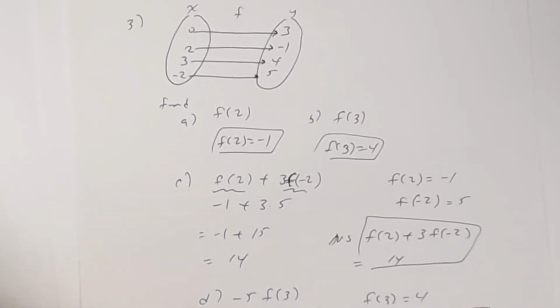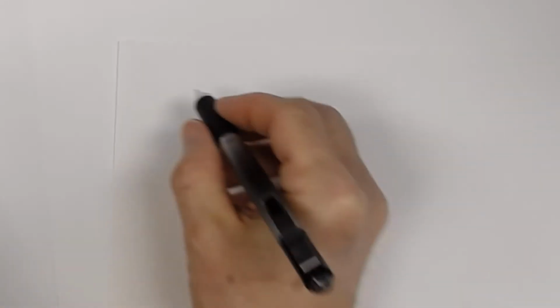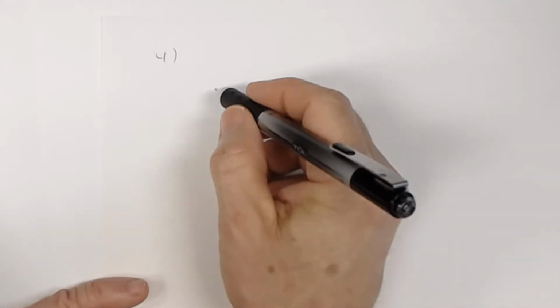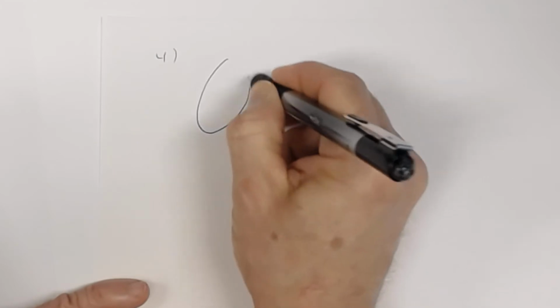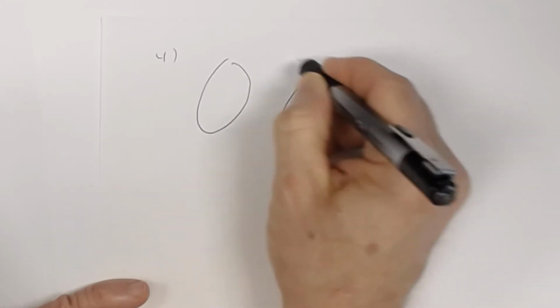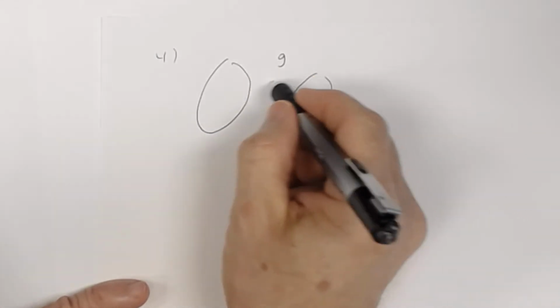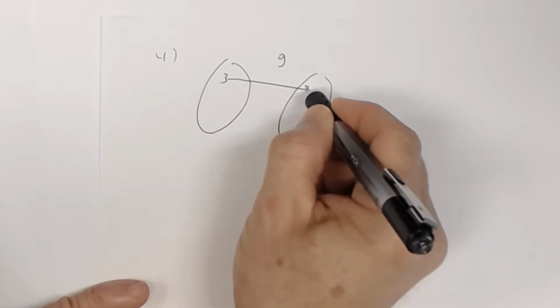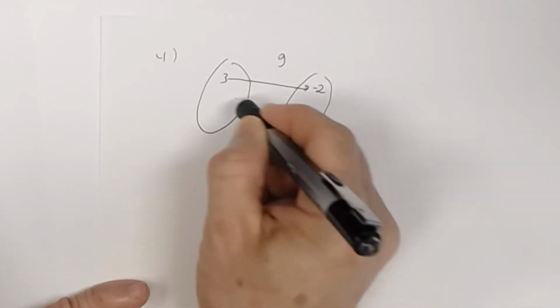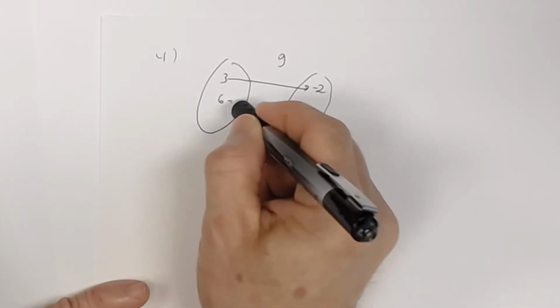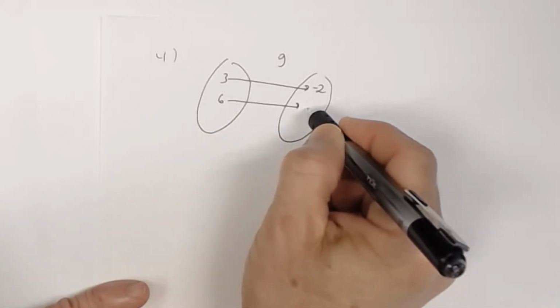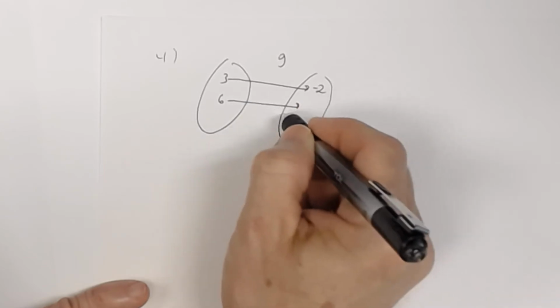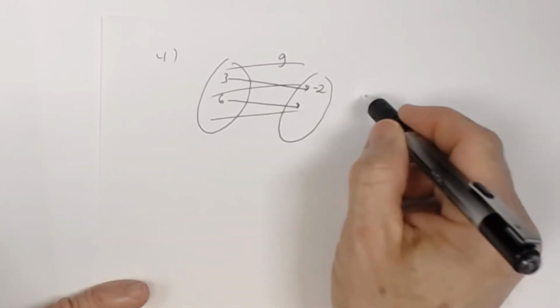All right, so that was number 3. Let's look at number 4. Number 4, we have this correspondence, kind of like the last one we had, except let's call this G. So G takes 3 and maps it to negative 2. G takes 6 and maps it to, oops, I didn't mean to do that. All right, let me redo this. I want to do it a little bit different.